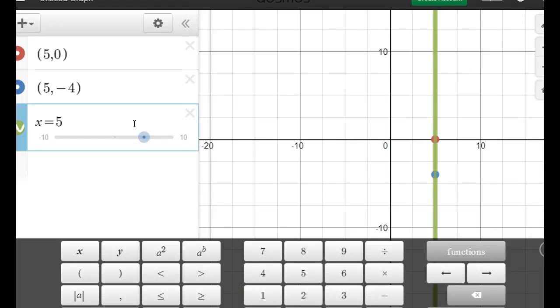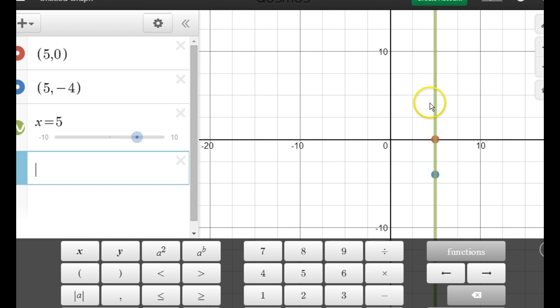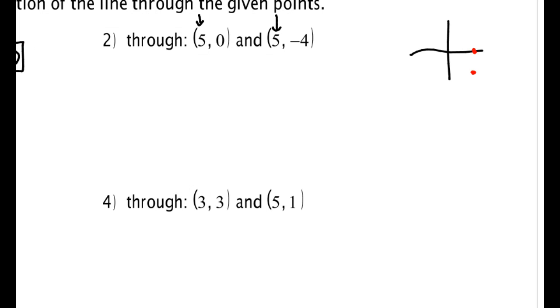Let's say, so you can see x equals 5 goes exactly through here. And you might notice that both of the x coordinates here are 5. So in short, if you ever see that both x's are the same, right? That's x equals 5, that's x equals 5. The equation is x equals 5. That's it.